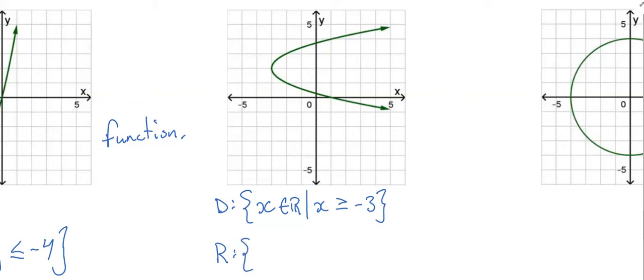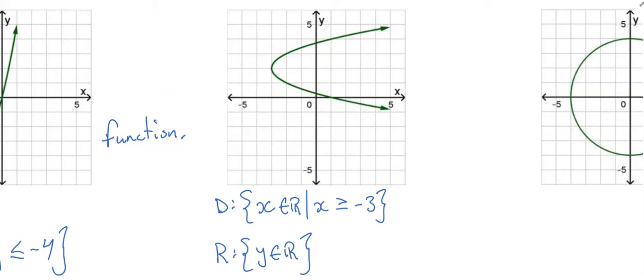And range? Y is every real number. Yeah, y can be anything. Very good. No restrictions. The top arm is going up forever, and the bottom arm is going down forever. So all y's are in.